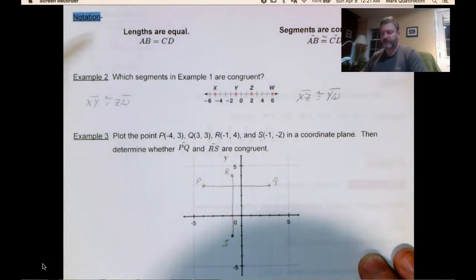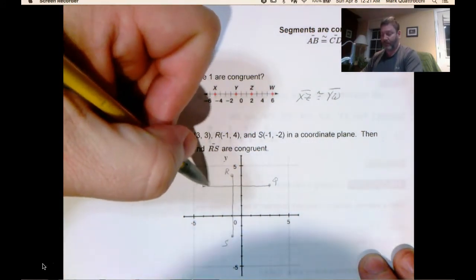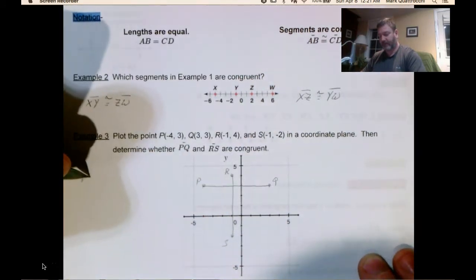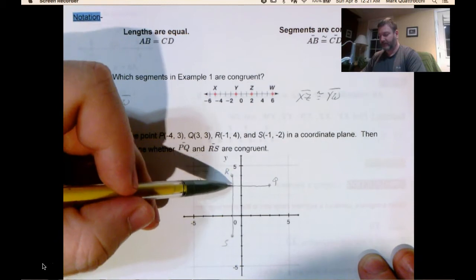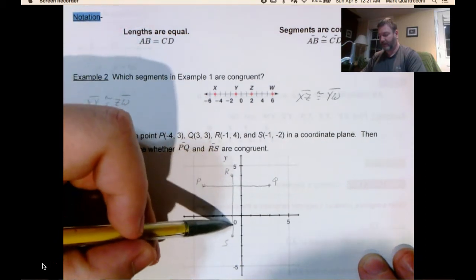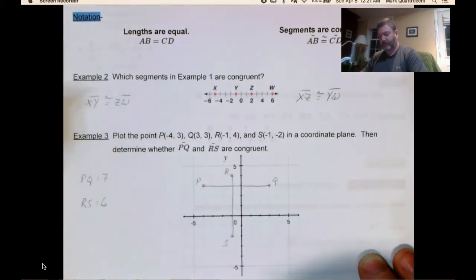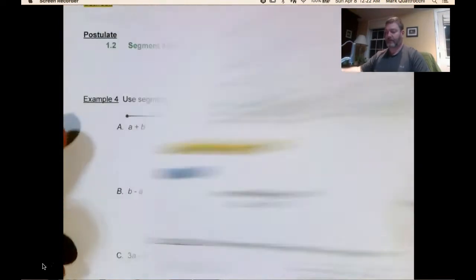And how do we determine if these two segments are congruent? We determine to see if they're congruent by counting or by finding their lengths. So the length of PQ, 1, 2, 3, 4, 5, 6, 7 spaces. The length of PQ is 7. The length of RS, 1, 2, 3, 4, 5, 6. So these two segments are not congruent. We cannot make a congruent statement. Right. Moving on.